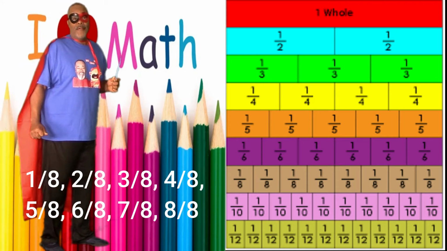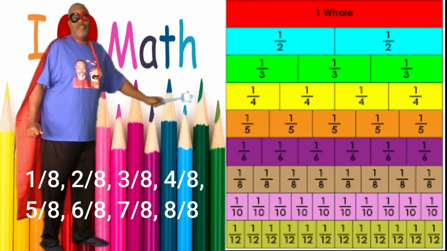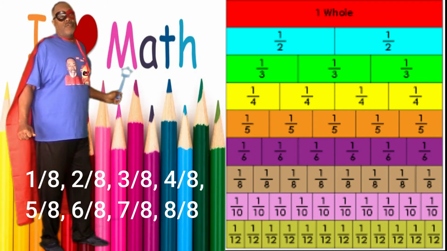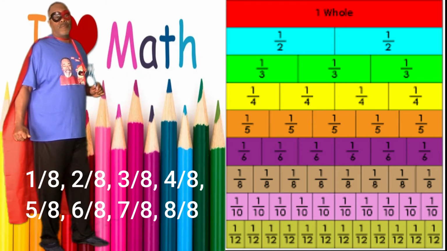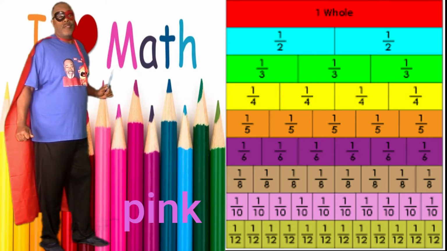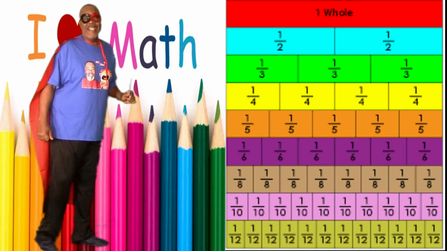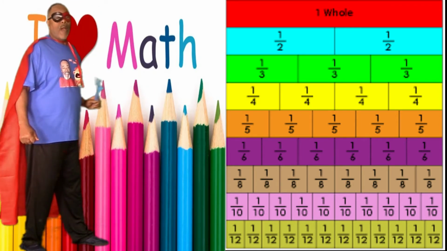Now you see a pattern? Notice that the denominator never changed. Only the numerator changed to the next number. All right, let's look at the next unit. What color is this one? That's right, it's pink. And these are called 1/10ths. Let's count by 1/10ths together.